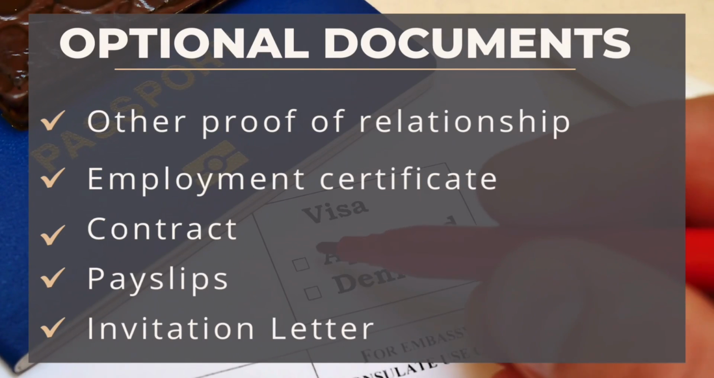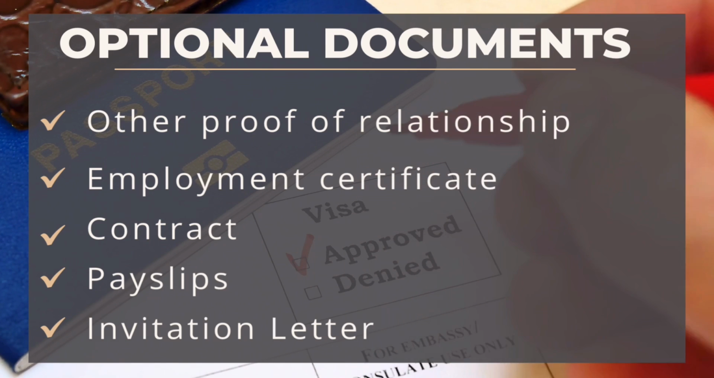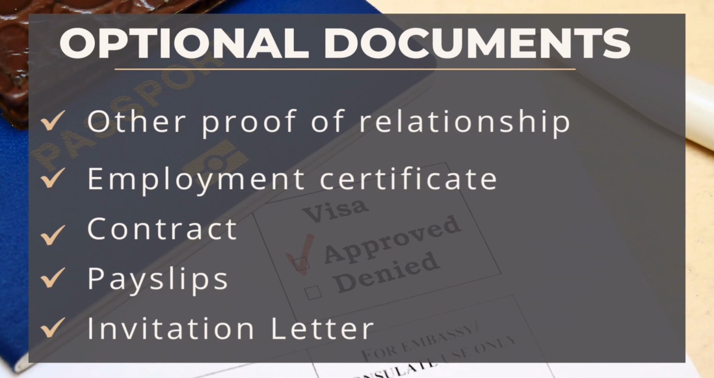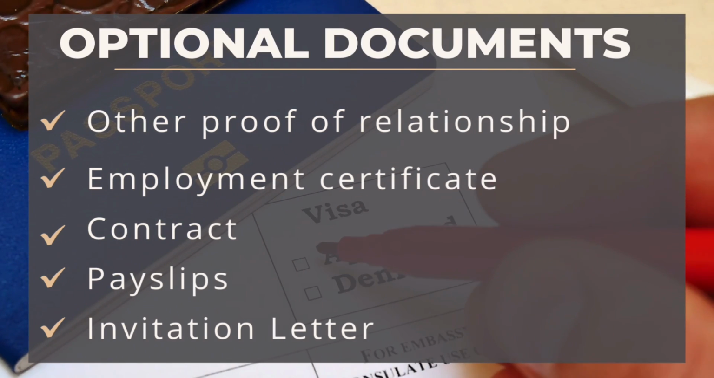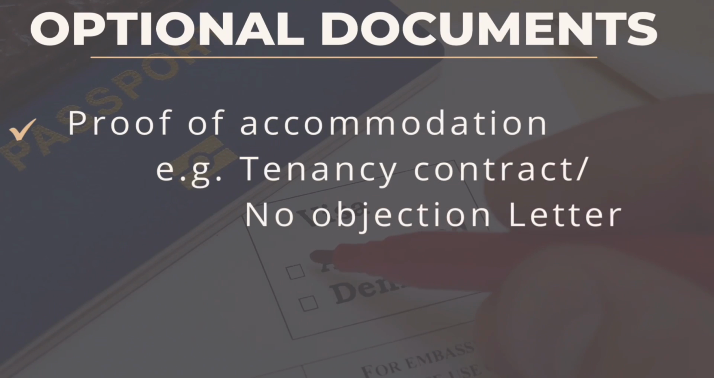You can also ask your main visa holder to provide these following documents, but let me just reiterate, these are just optional. So you can provide their employment certificate, their contract, their payslips, maybe just the recent ones, an invitation letter. So I'm going to put in the screen here a sample of the invitation letter that my husband did when I applied as his dependent, proof of accommodation, so example is a tenancy contract, and a no objection letter from the landlord.